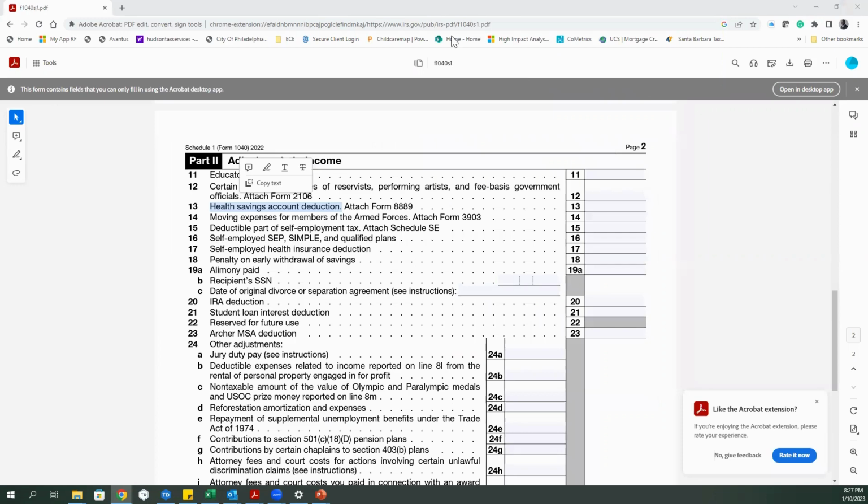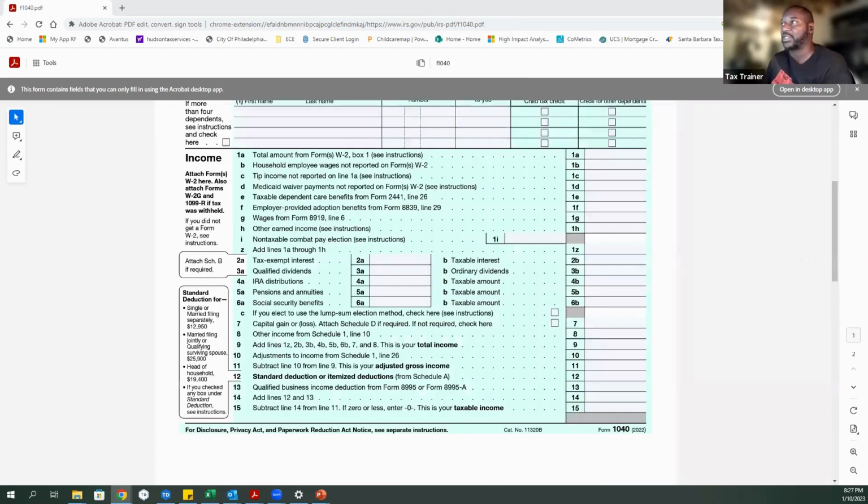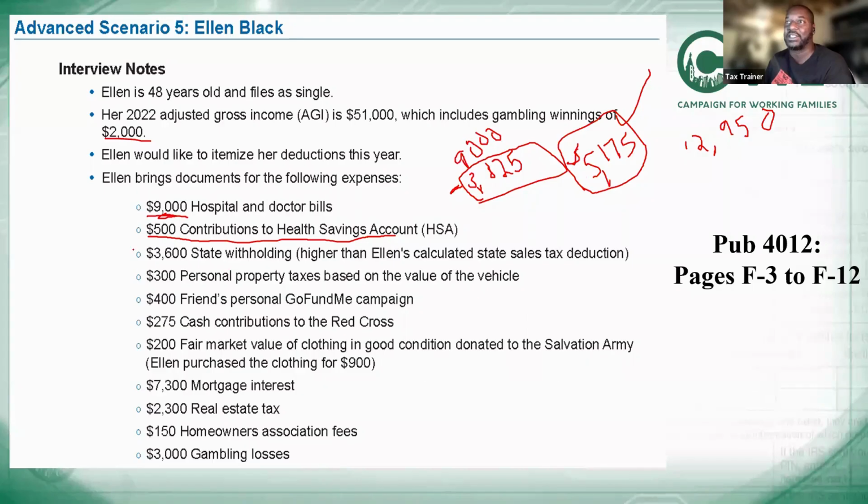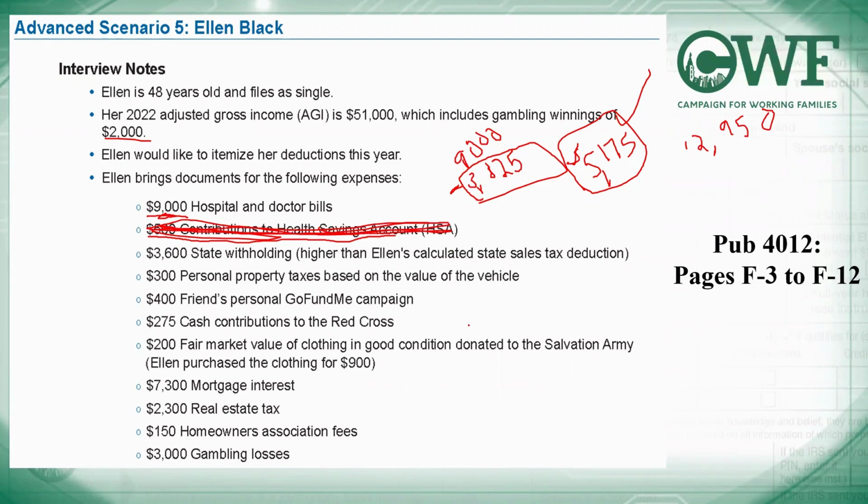So when I go back and ask the question, can I deduct my HSA contributions as an itemized deduction? The answer is no, because I already would have done this as an adjustment. So I can't double dip. That would have been a double dip. We good? Yes. Perfect.